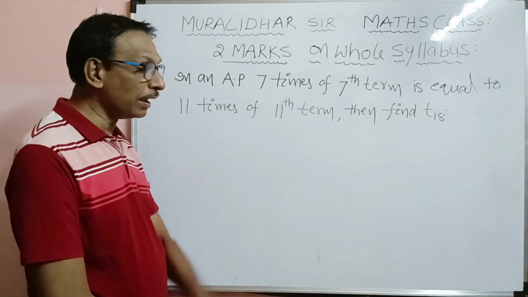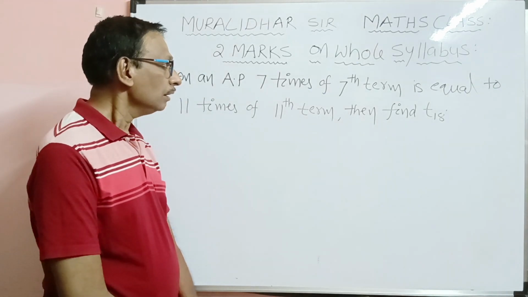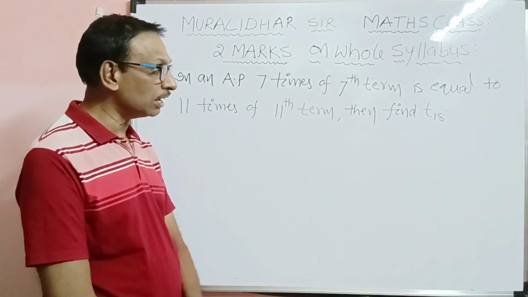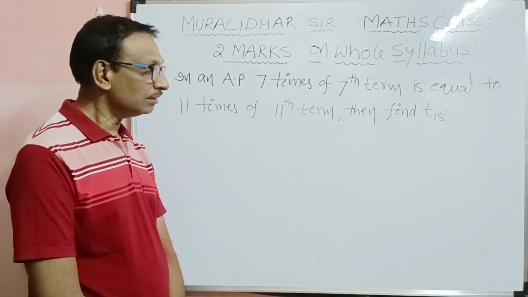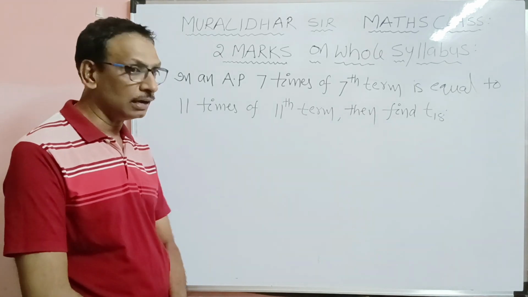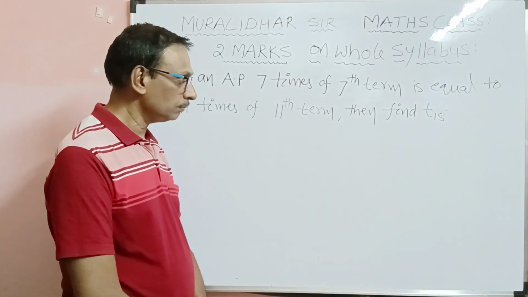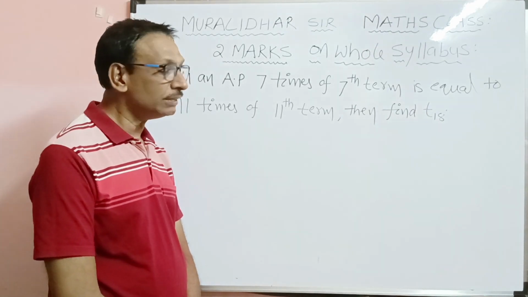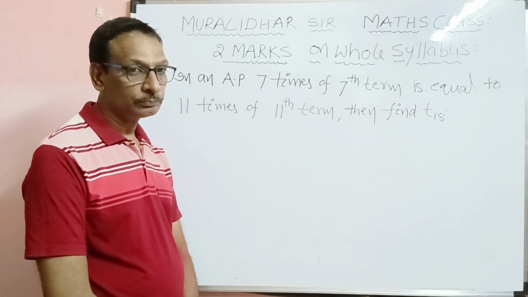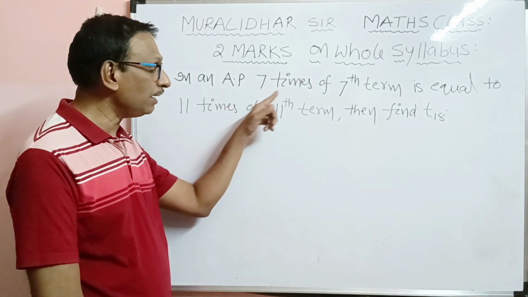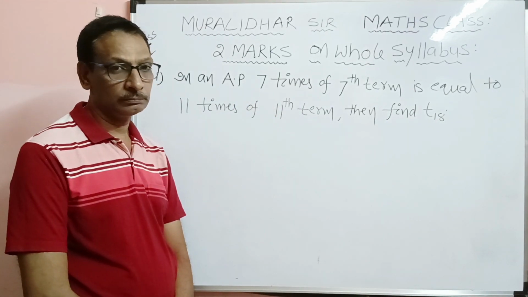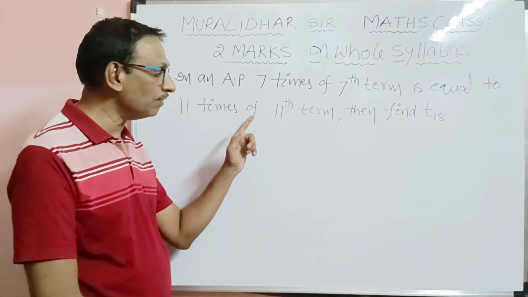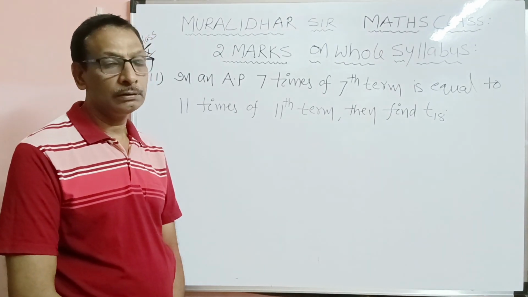In an AP, 7 times of the 7th term is equal to 11 times of the 11th term. Then find the 18th term of an AP. Here, 7 times of the 7th term is equal to 11 times of the 11th term.